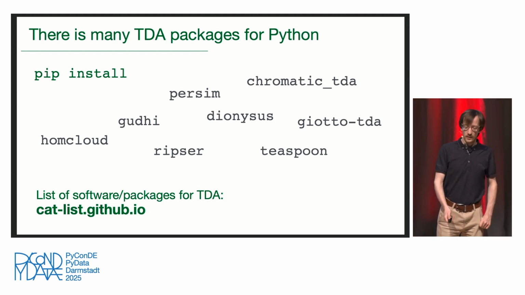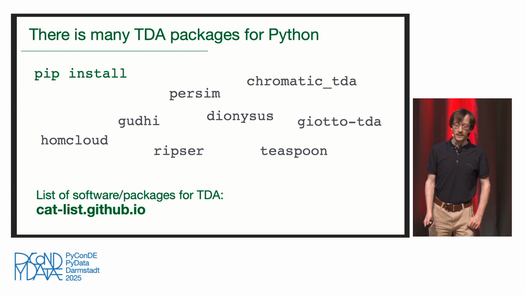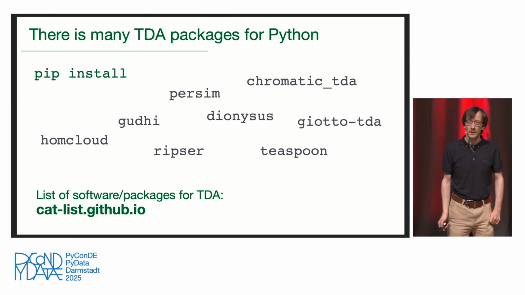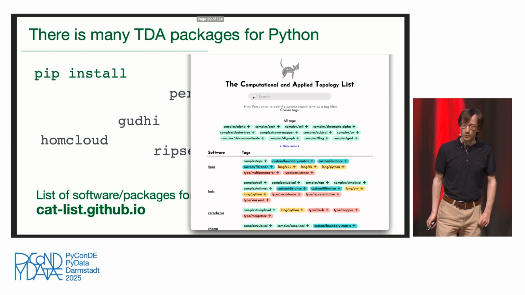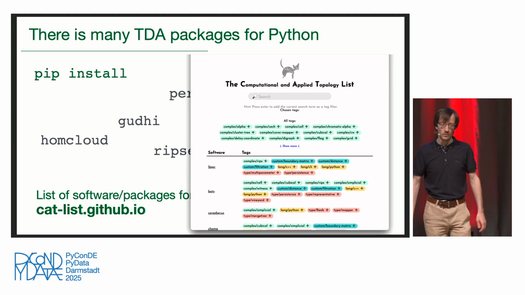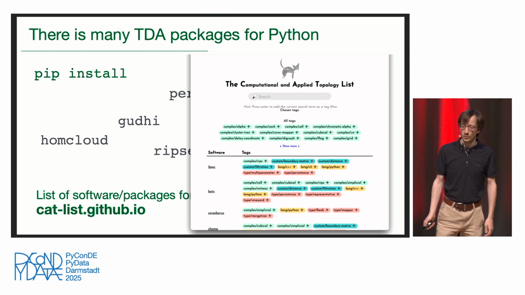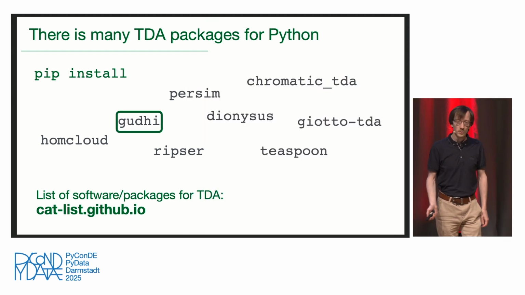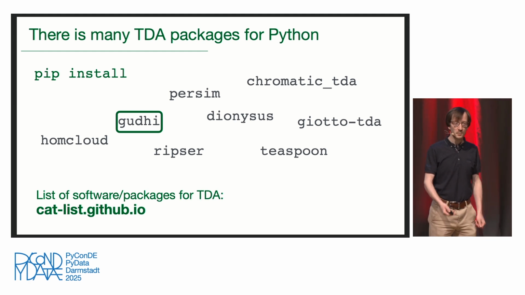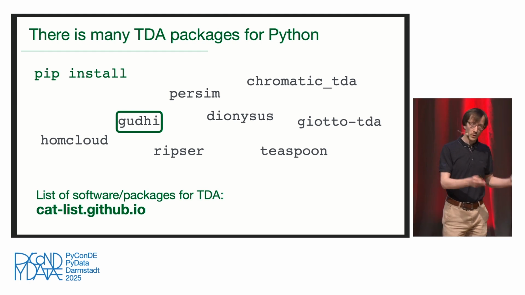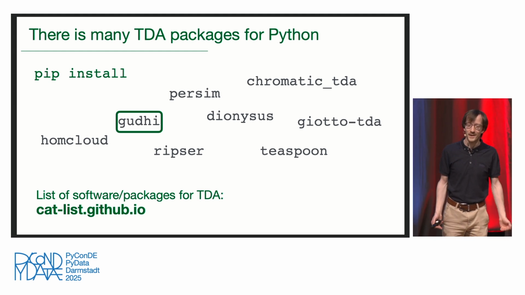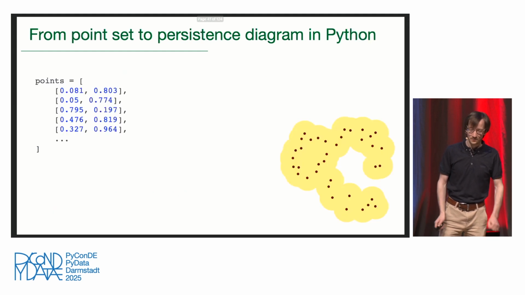There is a nice web page called Catalyst where you can search for software and packages that do the things that you would like to do. It looks like this. You can enter some text at the top, like Python or point clouds, and it will show you which packages you can use. I will show some particular analysis in Gudhi. That's one that's pretty popular. I have a good experience with this. It's written in C++ with bindings to Python, but it actually installs. So that's always nice.